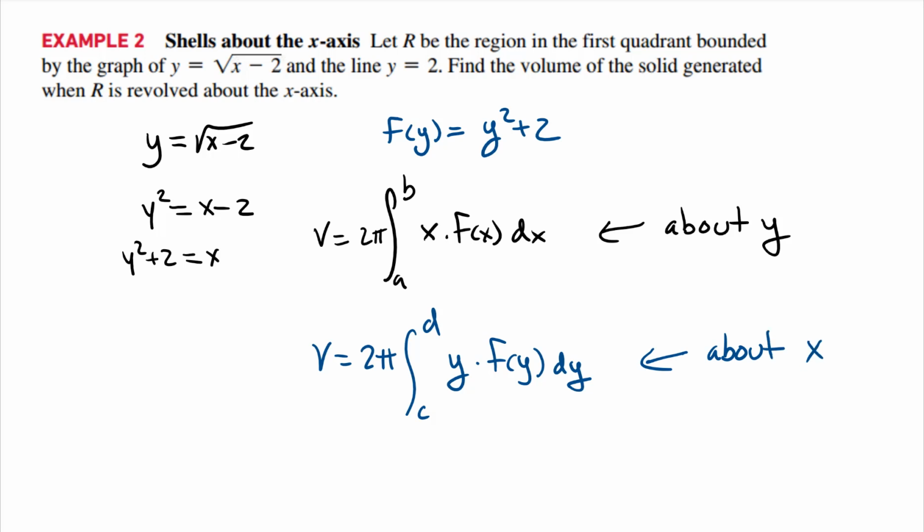So again, shells are backwards. Go about the y-axis, need it in terms of x. Go about the x-axis, need to be in terms of y. That is the opposite of disks and washers. So we're ready to go. It's 2 pi y times y squared plus 2 dy. But where I need a sketch is that I don't know the bounds. I can do the lower bound. I know for absolute certainty that's going to be 0.